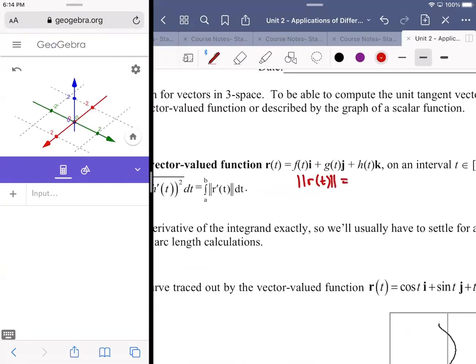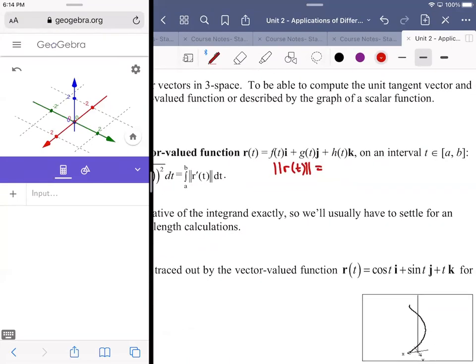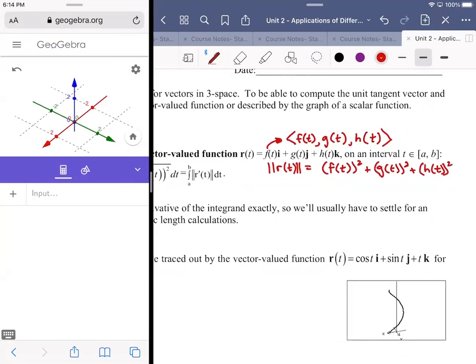You know, just think it back to the last unit. What I would do is take my components, my vector valued function, which would have the components f of t, g of t, and h of t. I would square each of those, and then take the square root. So that's our magnitude for a vector valued function.